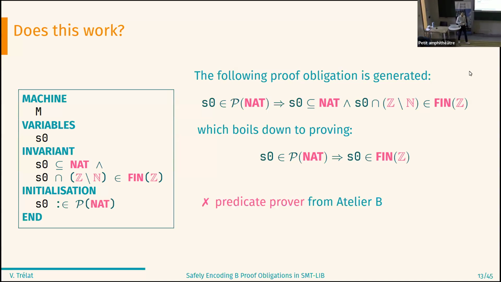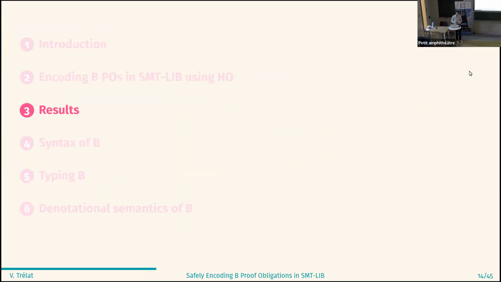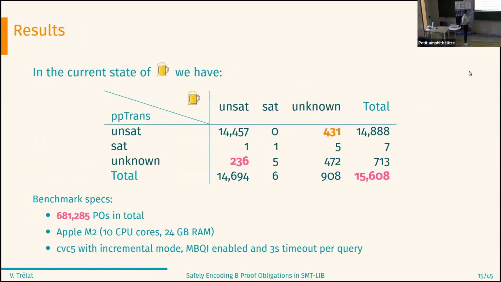Still, the predicate prover from Atelier B fails to prove it. CVC5 with PP-trans SMT fails to prove it, but CVC5 with beer successfully discharges the proof obligation. So it seems to work, right? But in order to make sure that it works, we would need to test it against many proof obligations to make benchmarks. So this is what I did.